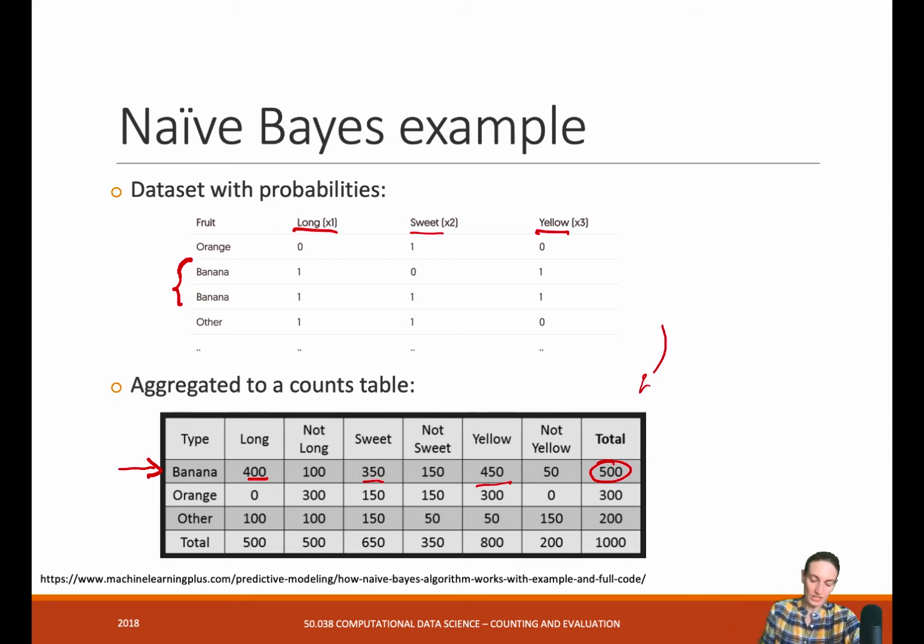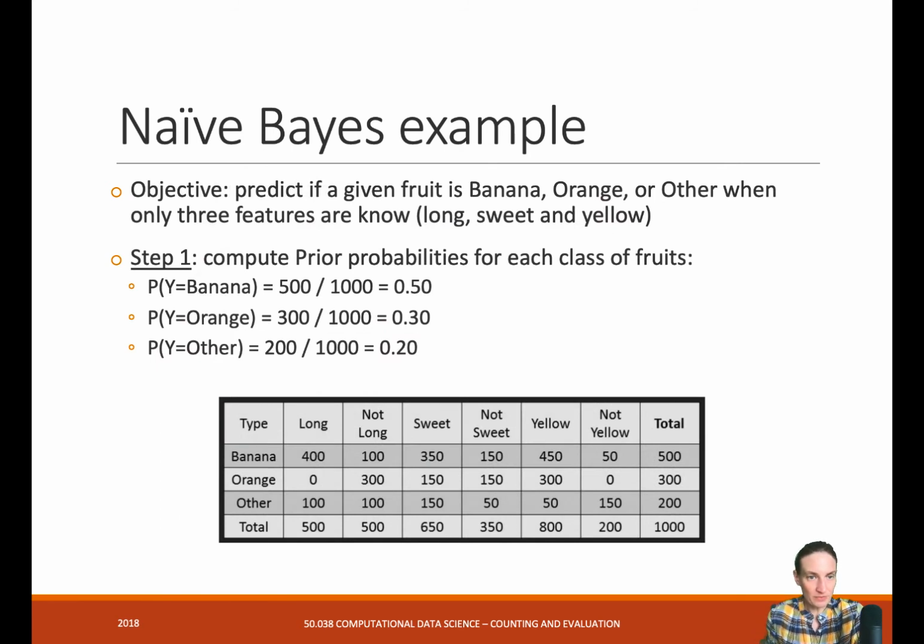So this is how we made this count table. The objective: predict if a given fruit is banana, orange, or other when only 3 features are known: long, sweet, and yellow. Step 1, compute the prior probabilities for each class of fruit, for each of our yi.